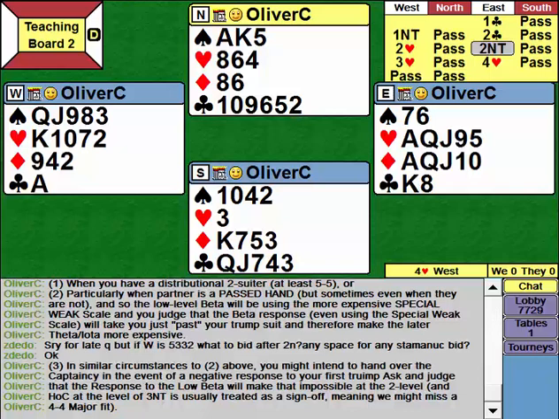If you think that that low-level beta response is going to make it impossible for you to hand over the captaincy, and that's what you're potentially wanting to do, then that might affect your attitude towards whether you use alpha or whether you use a low-level beta. It might be better to use alpha, get a negative response, and still potentially be able to hand over the captaincy over the alpha response.